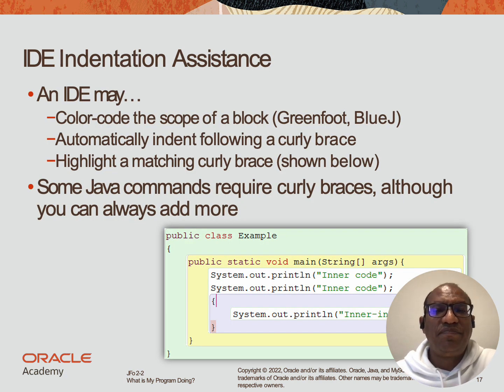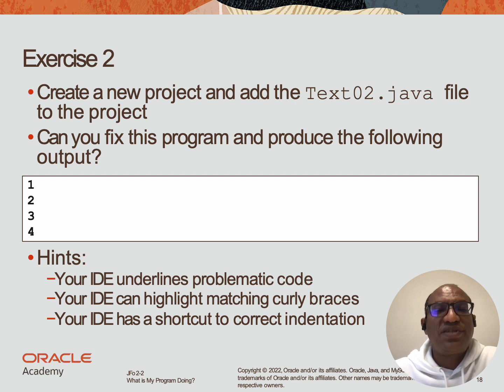Your IDE can help you. It might auto-indent after a brace, highlight matching braces, or color code blocks. These features are your friends. Use them. This lesson adds extra curly braces to code for demonstration purposes. Adding extra curly braces isn't a common practice. In exercise 2, you'll fix a messy Java file to make it look and work better. Use your IDE's tool to identify problems and correct indentation.